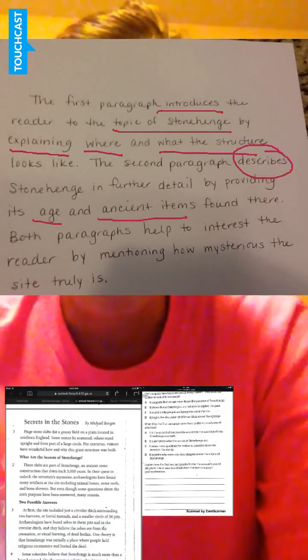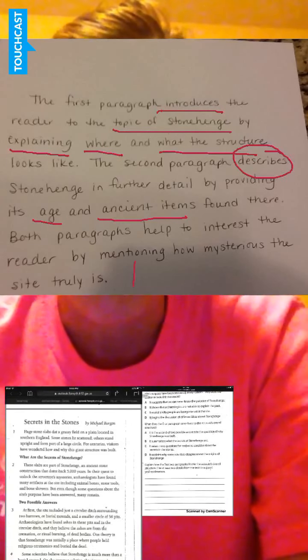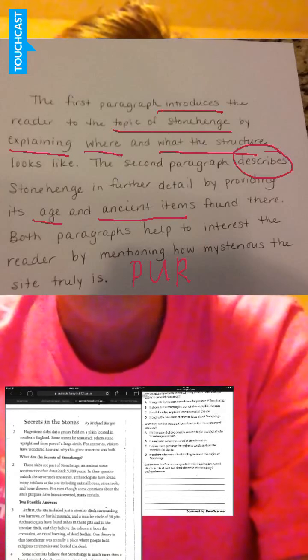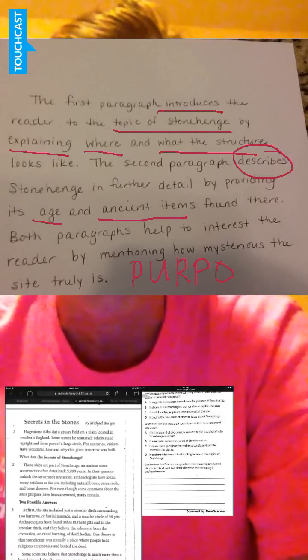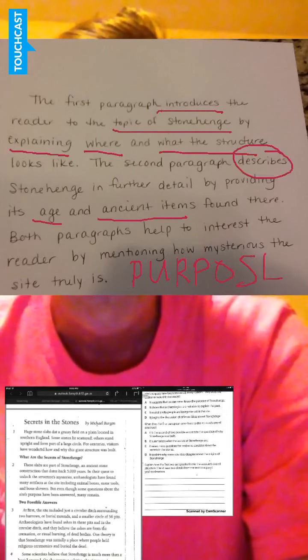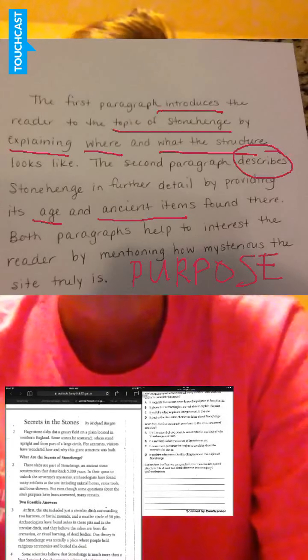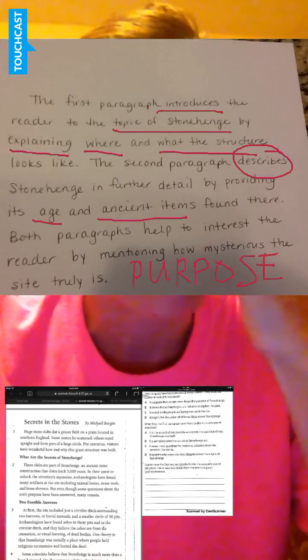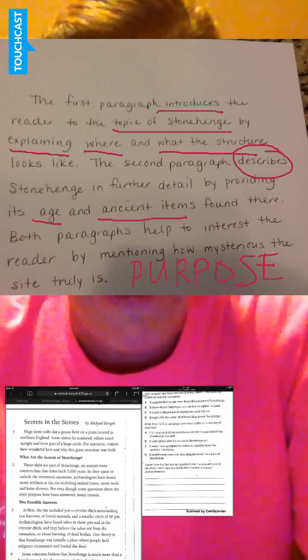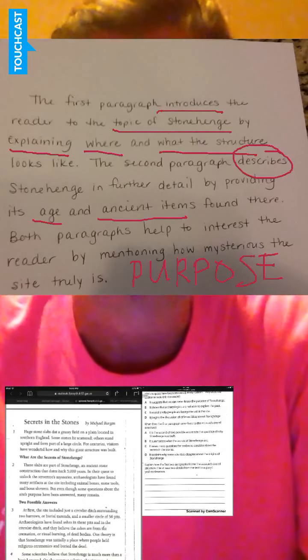And lastly, but most important, I'm talking about the purpose. What is the purpose of these two paragraphs? Well, the purpose is to get the reader engaged and ready to learn more about Stonehenge. So because of that purpose, the reader is going to continue to read about the secrets and thus get a better understanding of the topic of Stonehenge in general. I've now walked you through all the steps on how to answer that constructed response question.